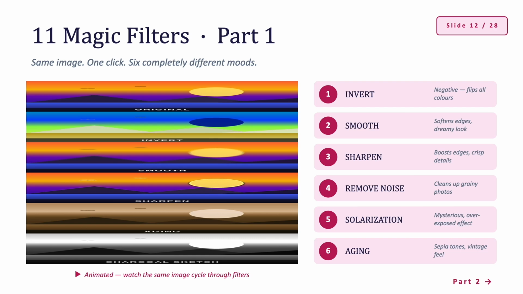Invert, flipping all colors like a film negative. Smooth, softening edges and giving a dreamy look. Sharpen, boosting edges, making everything crisp. Remove noise, cleaning up grainy old photos. Solarization, giving an overexposed dramatic look. Aging, a sepia toned vintage feel.